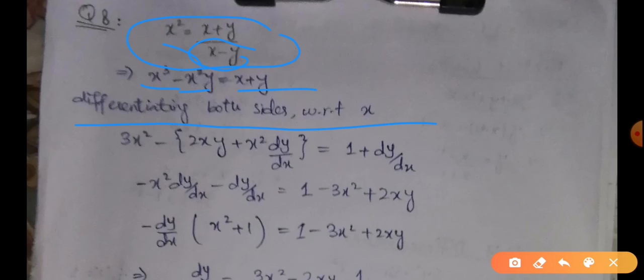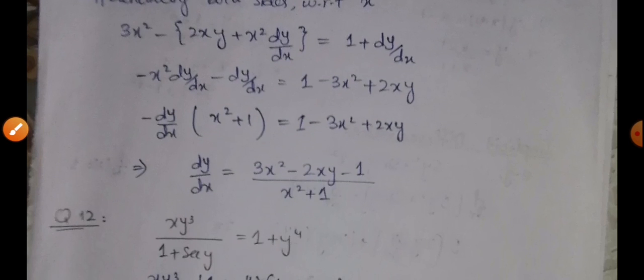Now differentiating both sides with respect to x, the derivative of x cubed is 3x squared. Then we will apply the product rule: minus, as it is, the derivative of x squared, which is 2x, into y, plus x squared as it is, the derivative of y, which is dy by dx, is equal to the derivative of x with respect to x, which is 1, plus the derivative of y with respect to x, which is dy by dx. Now shifting dy by dx on one side and the other expressions on the other side, we can get the expression for dy by dx.